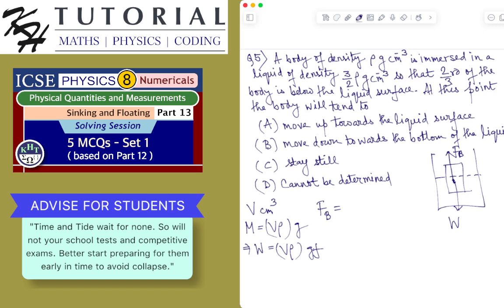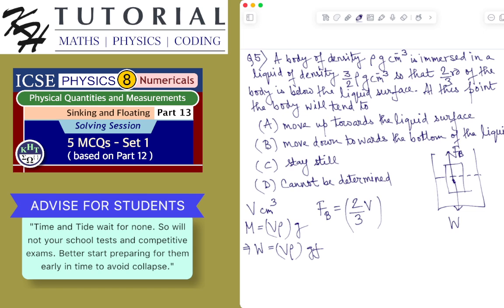It is given that 2/3 of the body is below the liquid surface, which means that the volume of the displaced liquid is equal to the volume of the body immersed in the liquid, which is 2/3 of the volume of the body. So the volume of the displaced liquid is 2/3 into V.